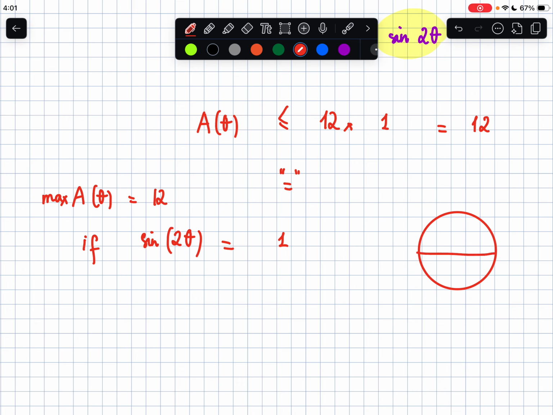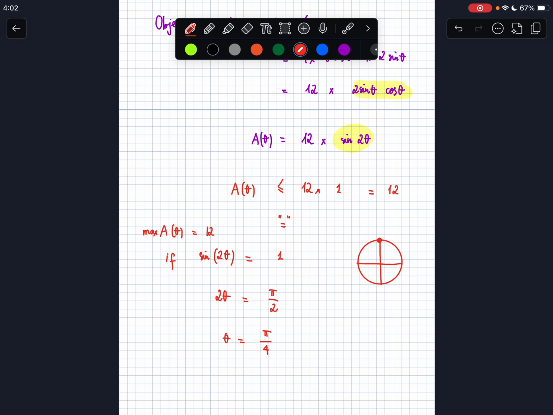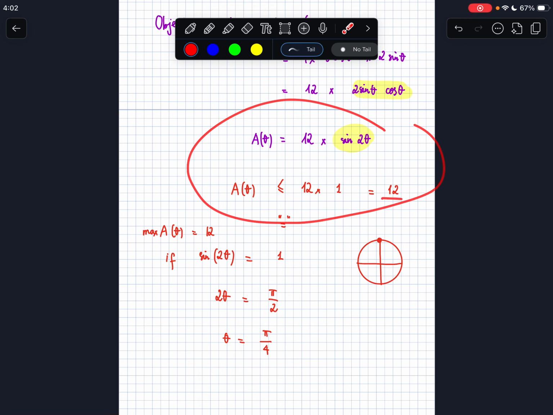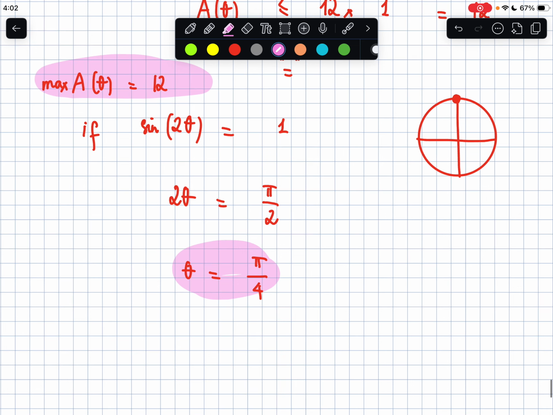So here's our unit circle. Sine equals 1 should be here, which gives us 2 theta equal to pi over 2, so theta is pi over 4. So we have the area's maximum equal to 12. This is actually our final answer: the maximum is 12 when theta is pi over 4. So the question they asked us, what is the maximum area? We can answer, it is 12.